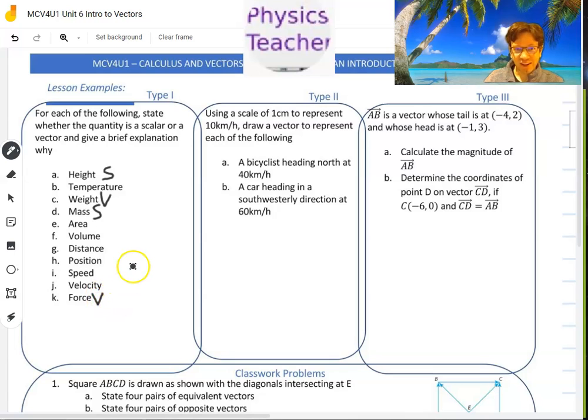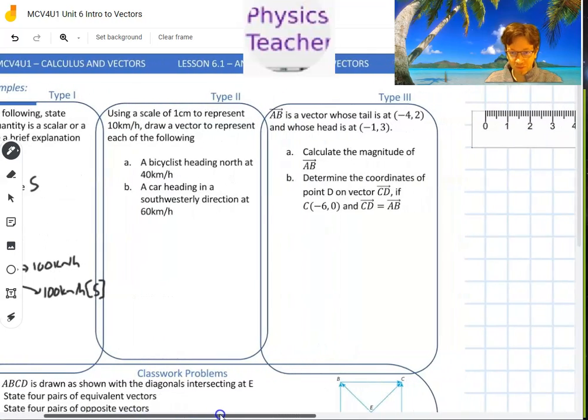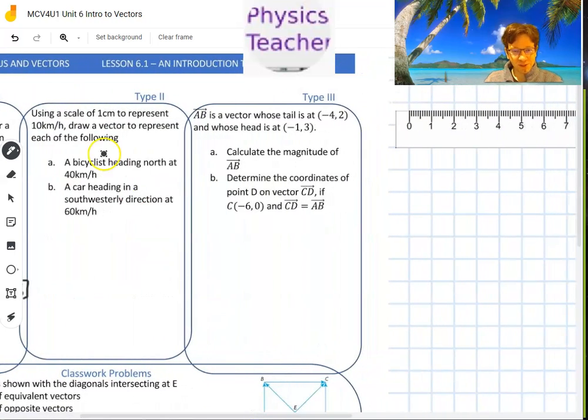Okay, so let's go over the rest of these together. We're going to go to example 2. So example 2, it says use a scale where 1 centimeter represents 10 kilometers per hour and draw the following vectors. So the first one is a bicyclist heading north at 40 kilometers per hour. Okay, I'm going to do this on the side here.